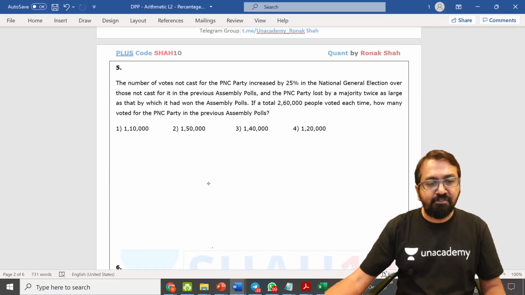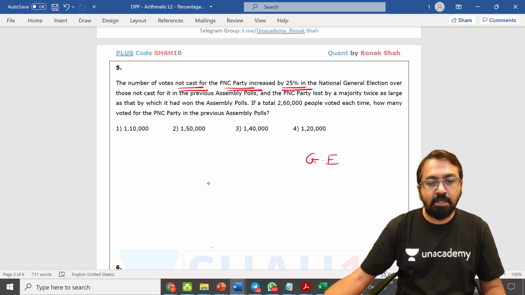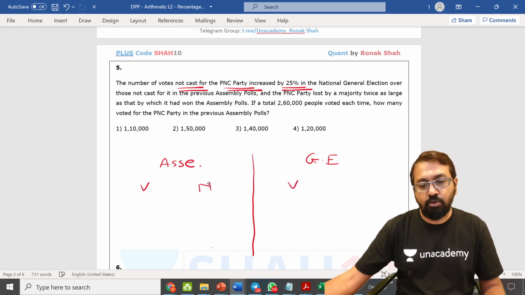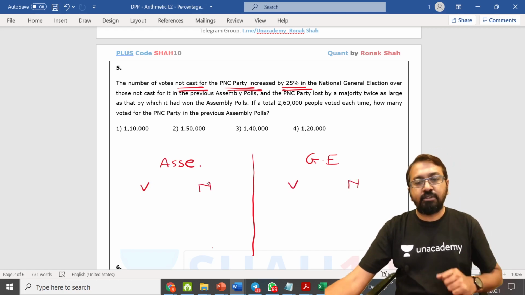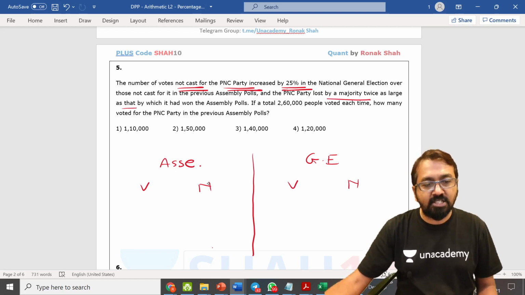Now in question number 5, it says that the number of votes not cast for the PNC party increased by 25% in the national general election. So we are talking about the general election over those not cast in the previous assembly polls. So here we are talking about assembly polls. Okay, so it's about two elections and the performance of a party in those two elections. So the people who voted for them, people not voted for them, voted, not voted, right? And then further it says that the PNC party lost by a majority twice as large as by which it had won the assembly polls.